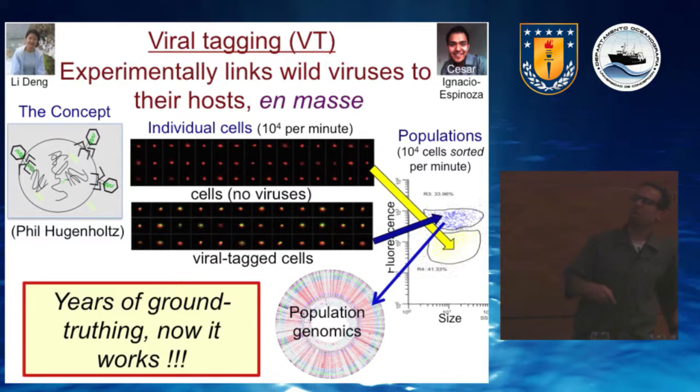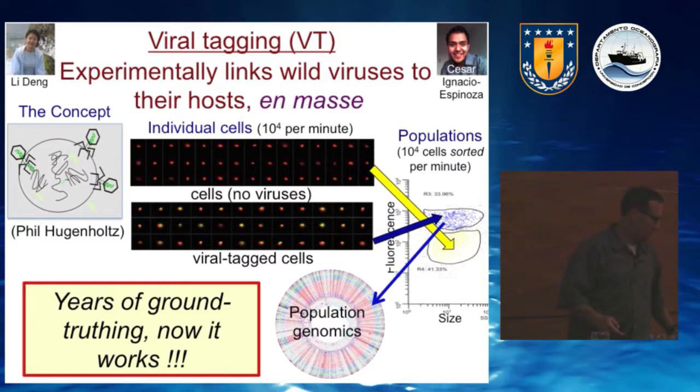And if you're doing this on flow cytometry, that means that you can actually have a green shifted population. These are the untagged cells, and these are the viral tagged cells. And then you can sort out the viral tagged cells, do a trick to get rid of the cellular DNA, and keep the viral DNA. Sequence that, and you've got population genomes from the wild. And this took a long time to ground truth, but now it's working particularly for cyanobacteria.